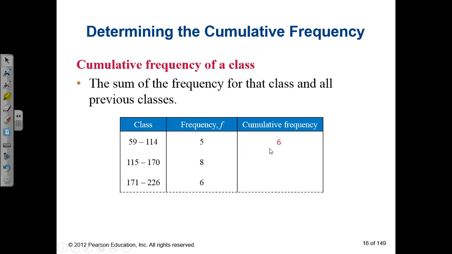The cumulative frequency is a running total of all the frequencies. So you start off with 5. I don't know why this says 6 over here. I'm sorry. 5 plus the 8 gives me 13. Then plus the 6 gives me 19.